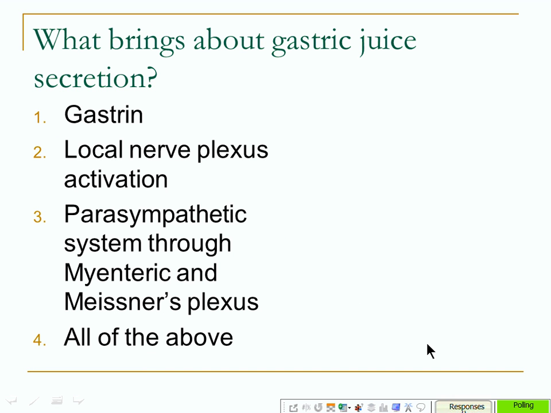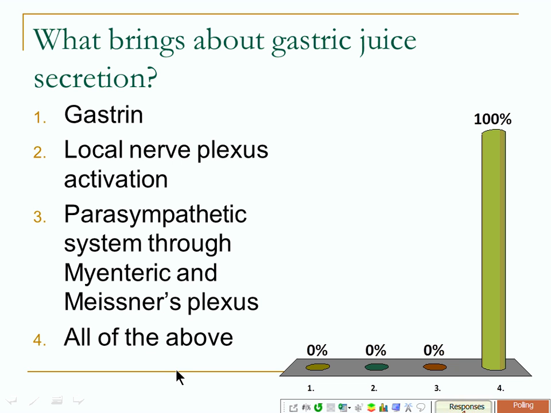So let's do a bit of review. What brings about gastric juice secretion? Yes, very good. All of them. Gastrin, local nerve plexus, and then parasympathetic acting on the local nerve plexus and bringing about this secretion.